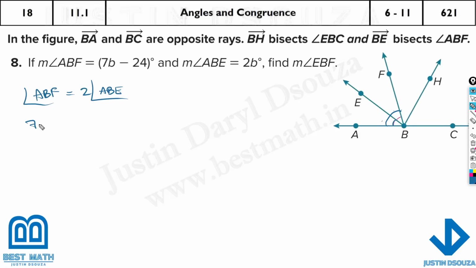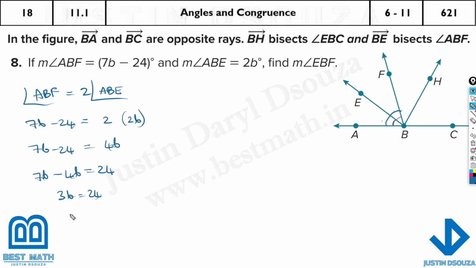Now we just substitute: 7b minus 24 equals 2 times 2b. It is 4b on the right side, 7b minus 24. Take this 24 to the other side, and 4b to the other side, 7b minus 4b. It's 3b equals 24, so b is equal to 8.